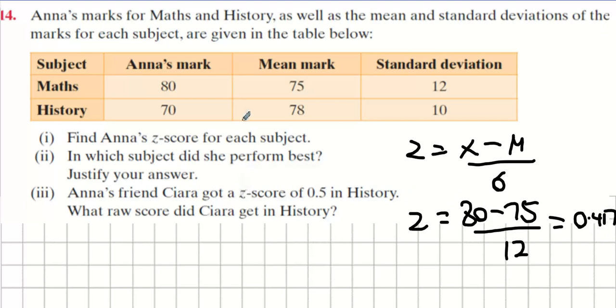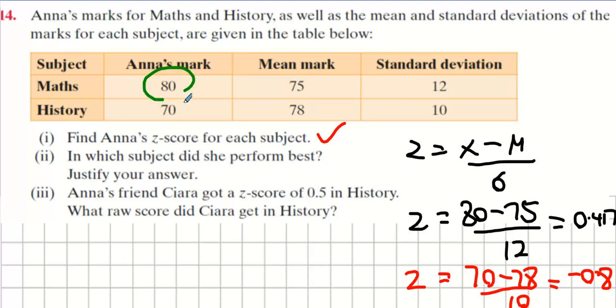Now, her set score in the other subject was, she was below average, so 70 take away 78 divided by 10, which is minus 8 over 10, which is minus 0.8. Done. In which subject did she perform best? Well, when you're above the average, that means you perform better. So she definitely performed better in maths. Reason being is her set score is above the average as opposed to a set score below the average.